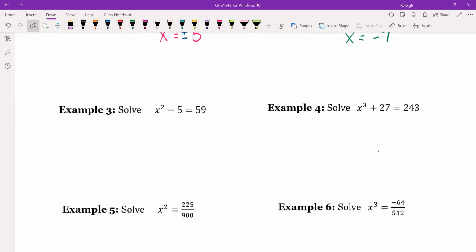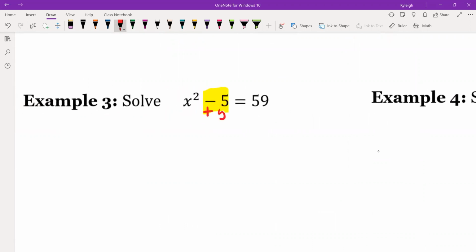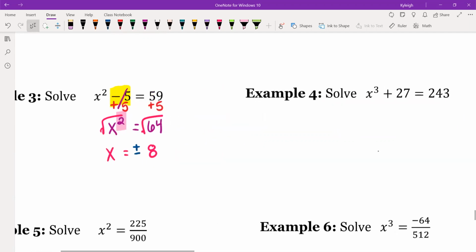Example 3. What's a little different about example 3? Well, hopefully you said that it has this -5. So just like before, we are going to have to undo addition and subtraction first. So what's the opposite of subtracting by 5? Hopefully you're saying adding 5 to each side. Let's cancel. We're left with x squared equals 59 plus 5 is what? Hopefully you said 64. Now we have a squared, so we just take the square root of each side. So we get x equals 8. And again, because we took the square root, we do plus or minus. Okay? So example 4 works the same way.